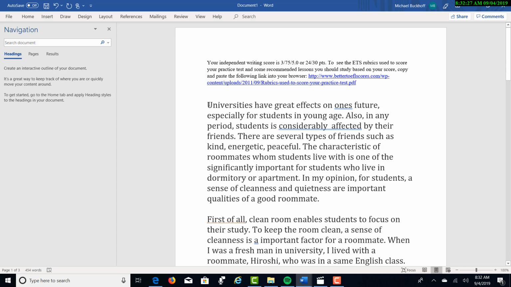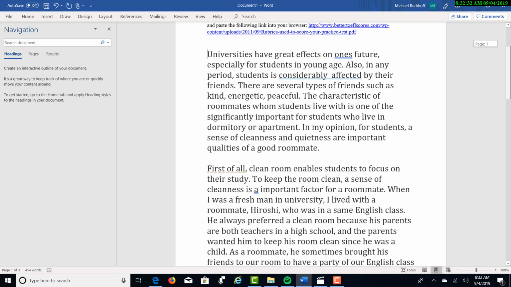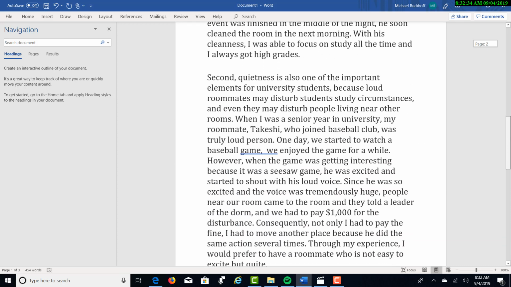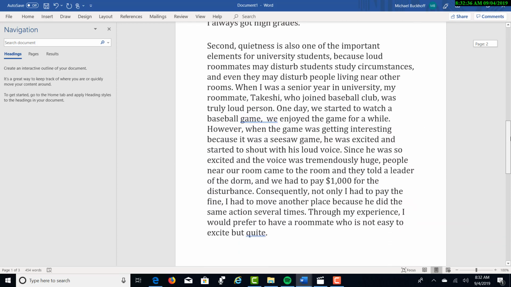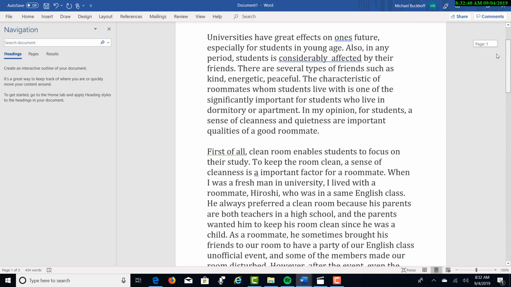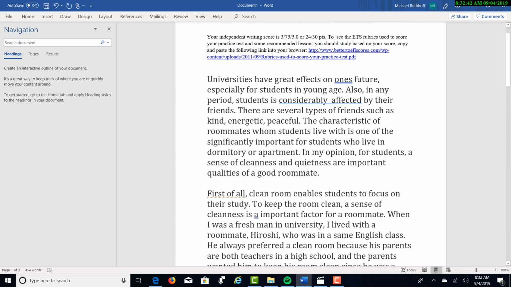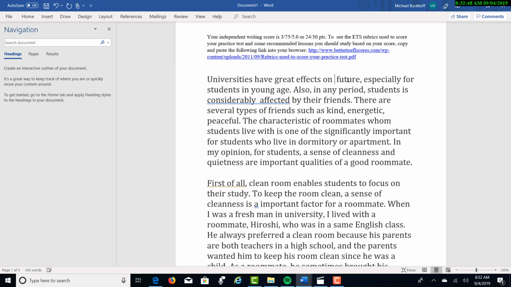So let's start off. First of all, you're 413 words in 2 paragraphs. That means that these 2 paragraphs are very, very developed. So that's excellent on your part. So let's look at the introduction. Universities have great effect on one's future. So you need the apostrophe here.